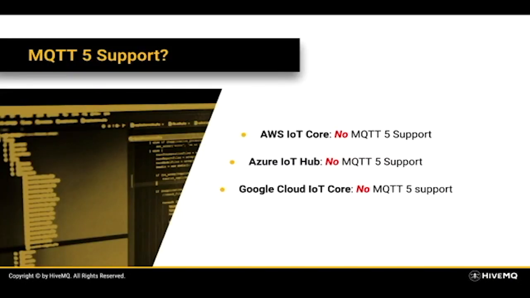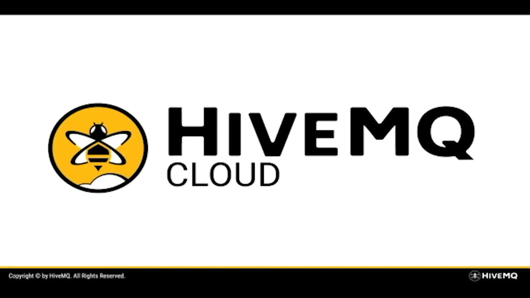Now, while Azure IoT Hub, AWS IoT and Google Cloud IoT come as a managed service, they do not come with MQTT5 support, and at this point it is doubtful if they will ever have it. So here comes HiveMQ Cloud to the rescue, combining 100% compatibility for all MQTT specifications and the comfort of a managed service in the cloud.